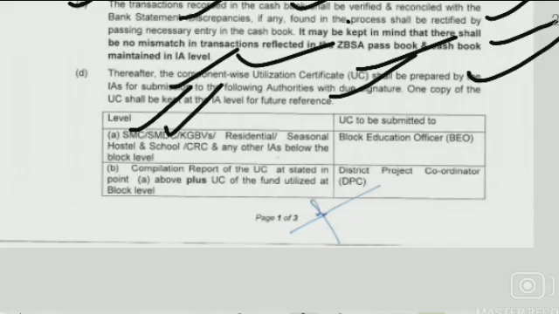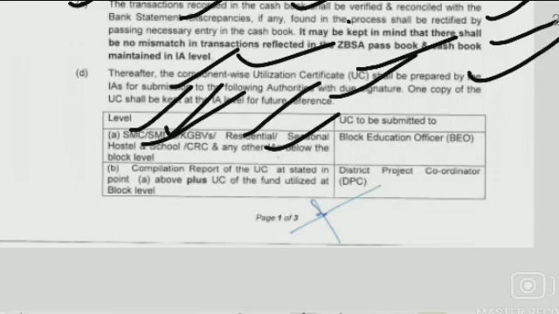So after preparing the UC, you have to deposit it with the higher authority or DDO authority. The SMC means it is for primary and upper primary schools. The SMDC means it is for high schools, residential schools, KGBV Kasturba Gandhi Balika Vidyalaya, seasonal hostels, CRC and other block level IAs. They have to submit at the block level, to the BO. They have to submit all the UCs at the block level.